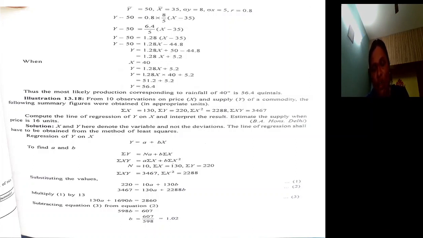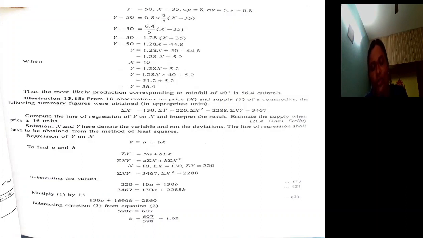2860 is equal to 130a plus 1690b. This is the equation we will arrive at. So you just compare this equation with the second actual equation, which is 3467 is equal to 130a plus 2288b, which is higher. So after multiplying, what we got is higher.